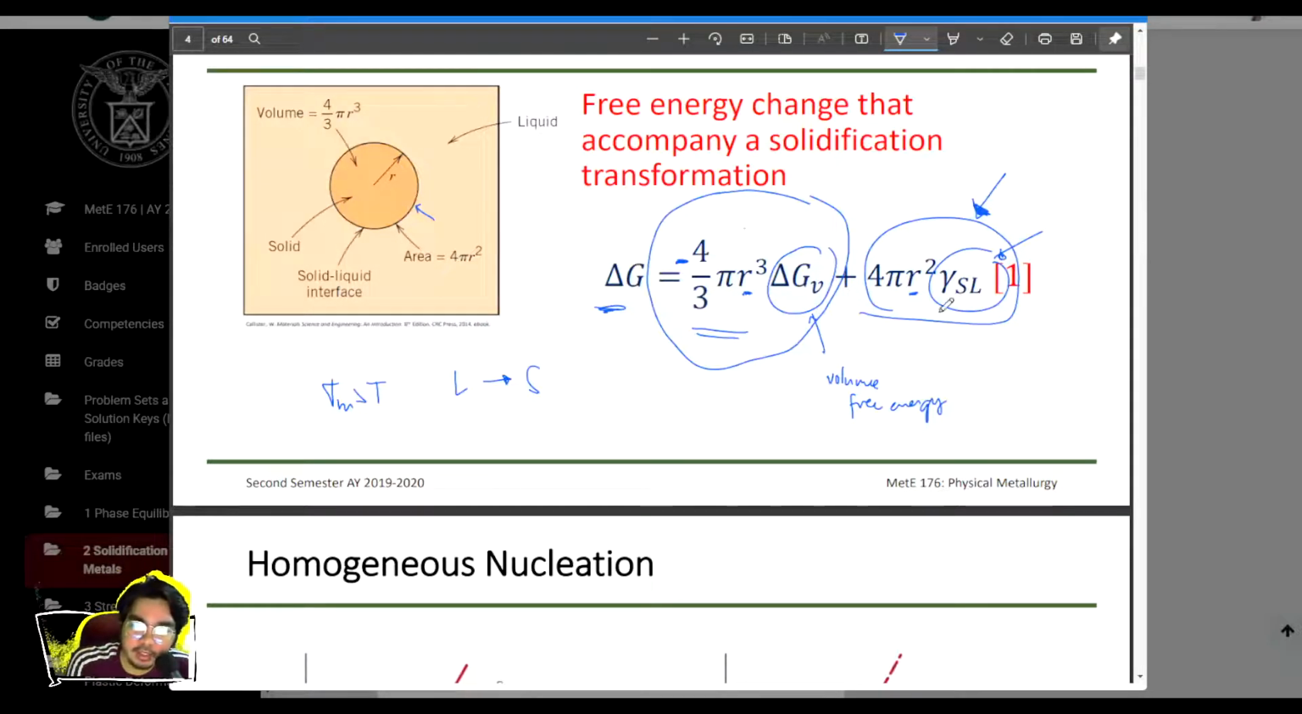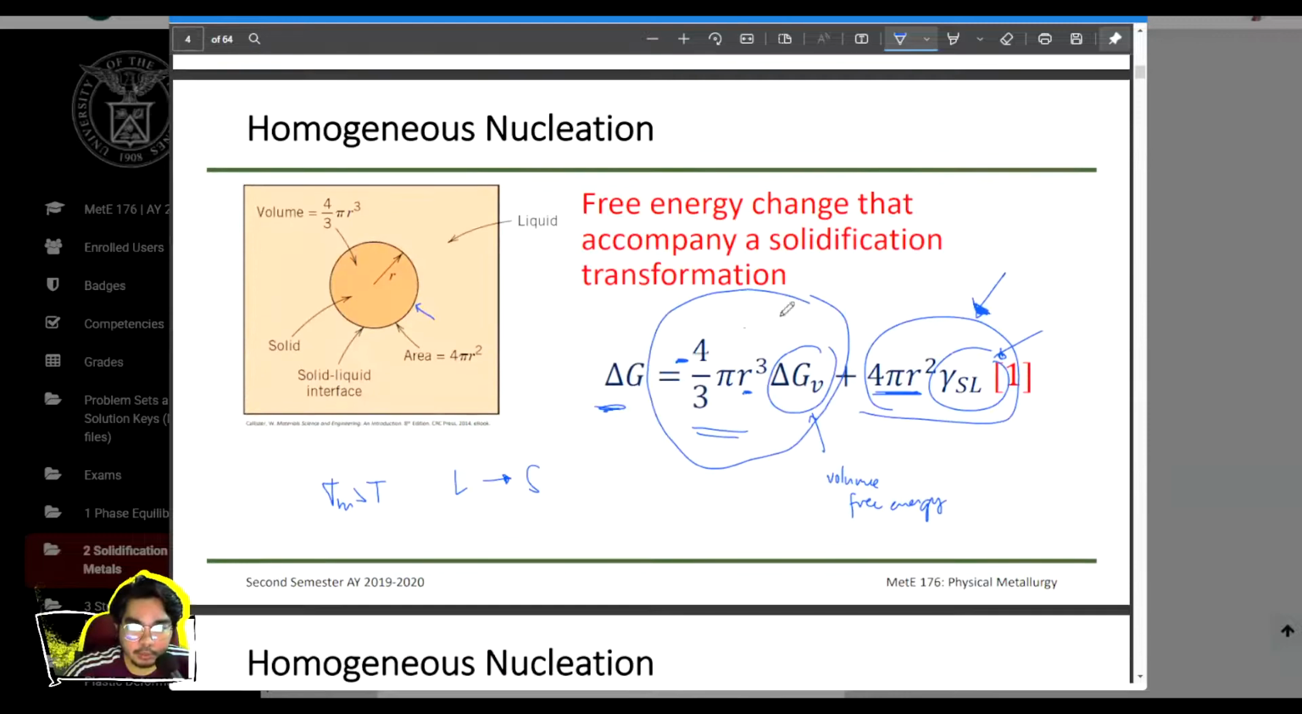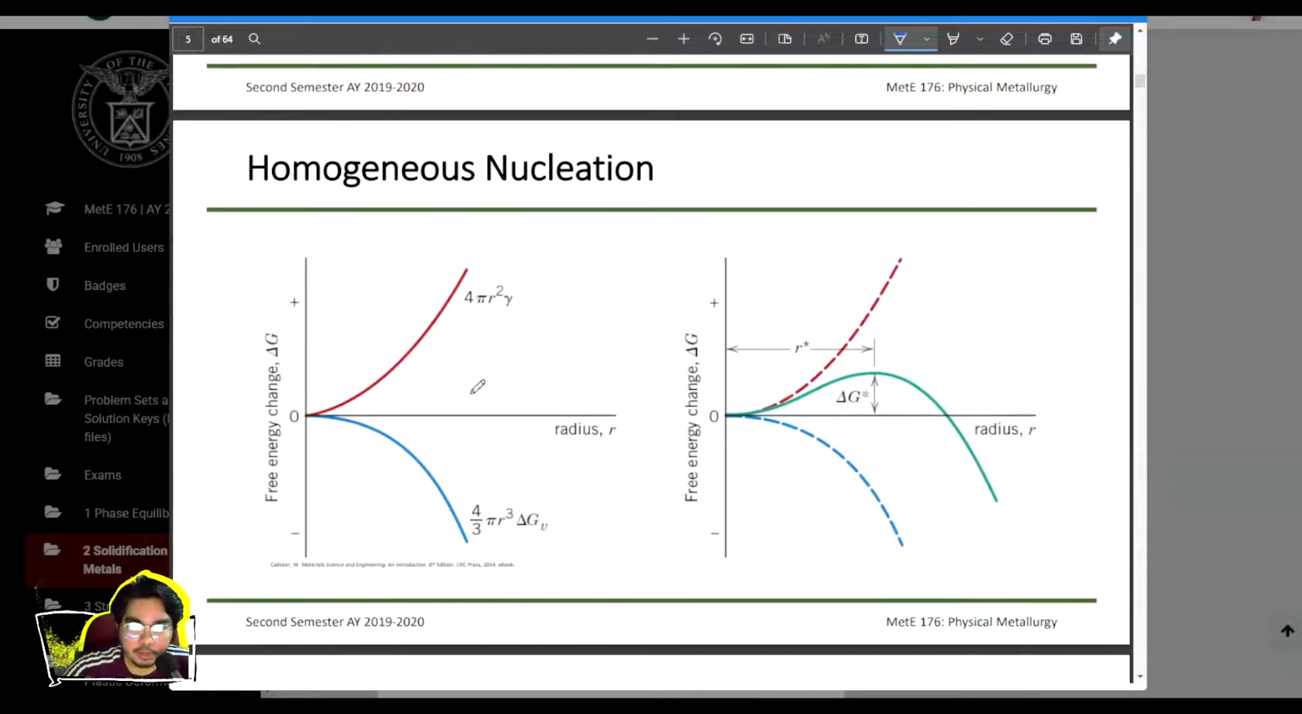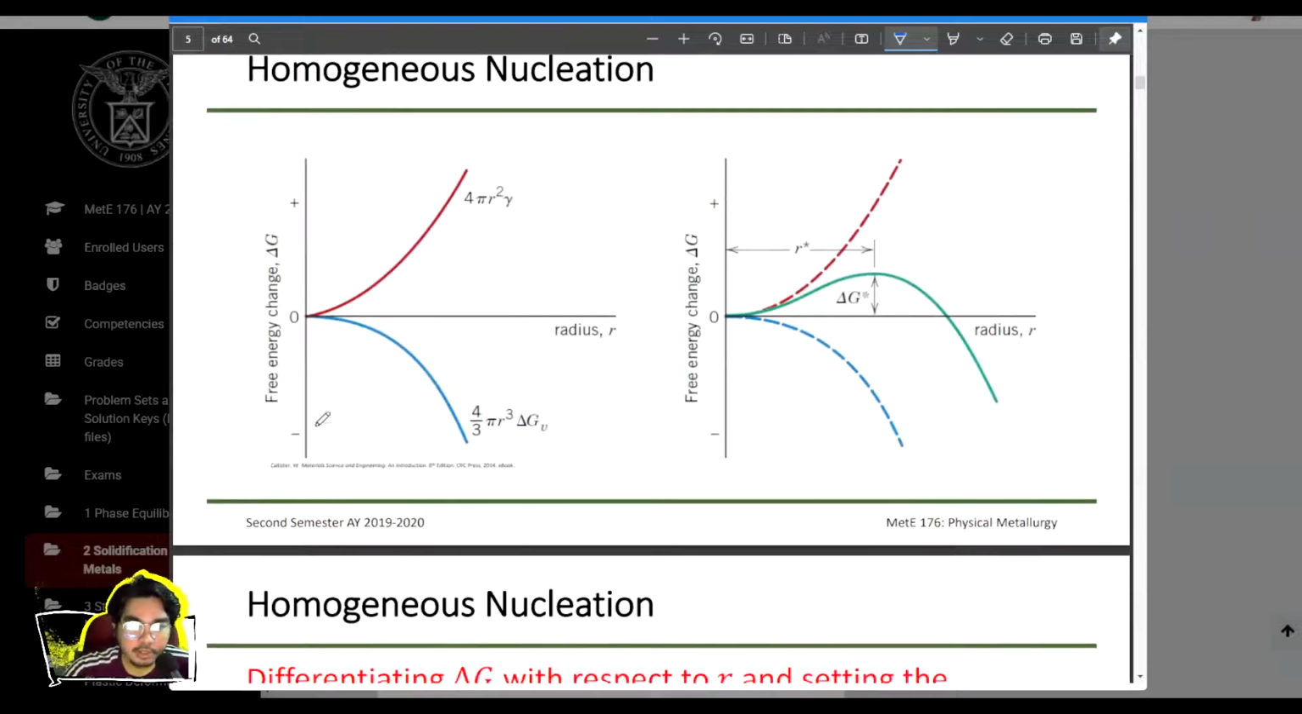And since this is a surface quantity, multiply natin on a per surface, tama, I hope you still remember, no? Per surface kasi to, per surface area. So multiply natin siya by the surface area, and 4 pi r squared is just the surface area of a sphere, no? Okay? So ang gagawin natin is, if you compute for this, if you put this in terms of R, you will have a graph that looks like this, no?